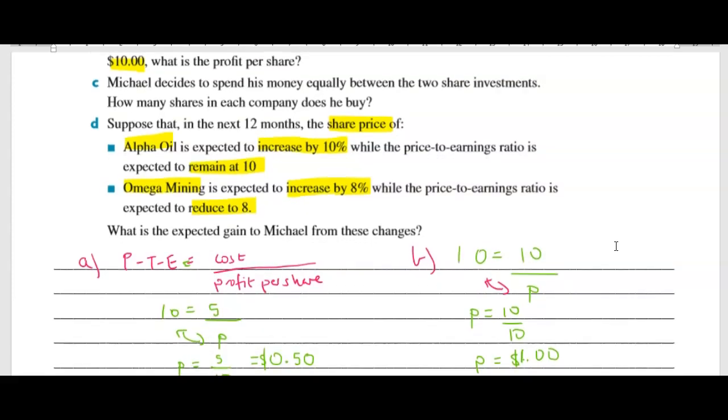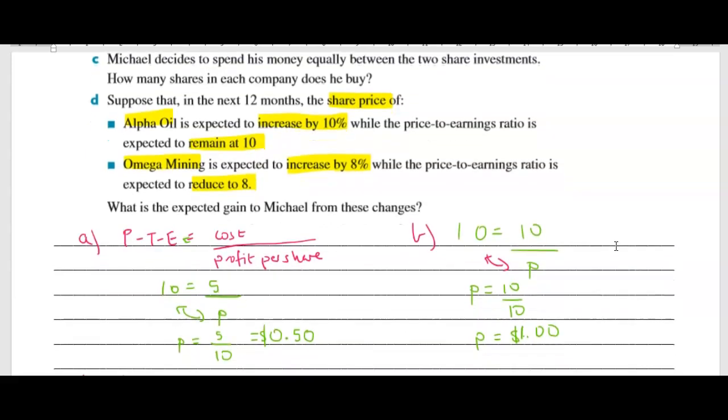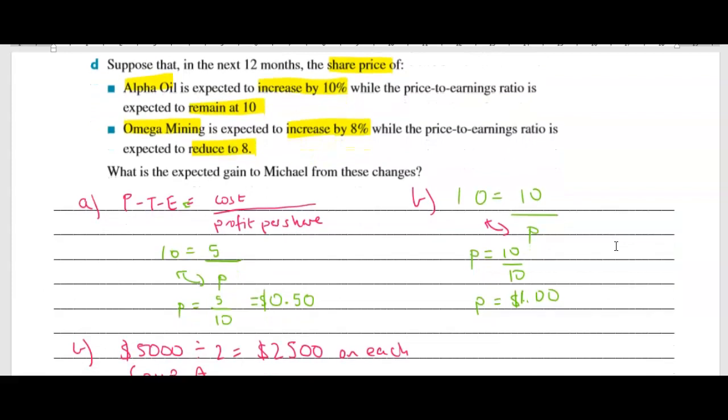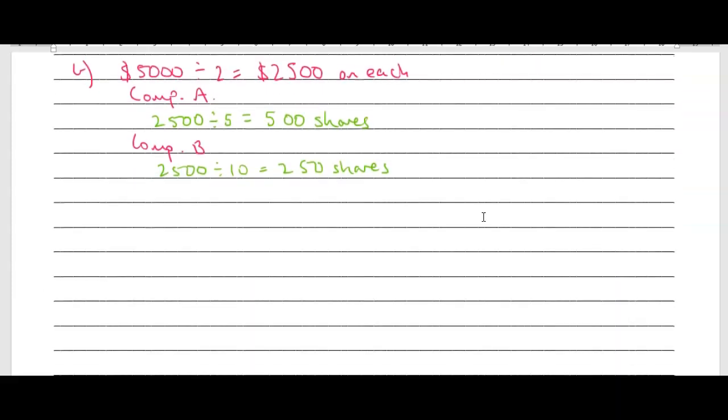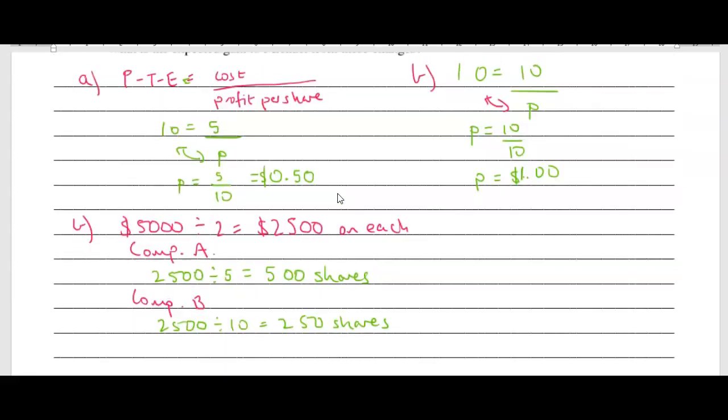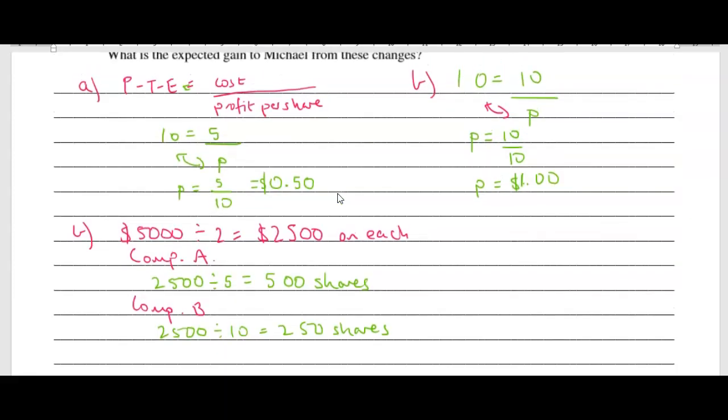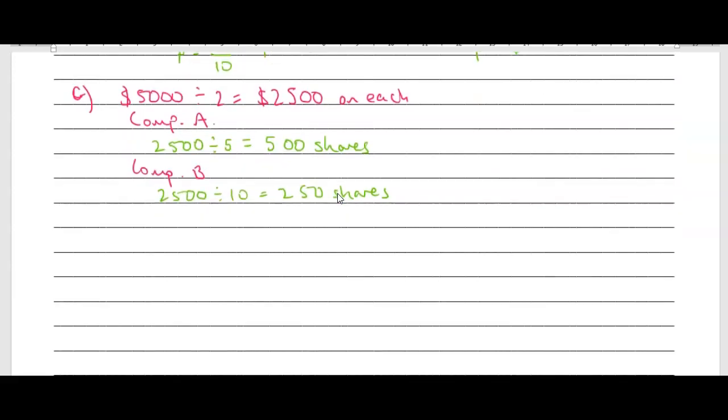So the share price is increasing by 10%. All right, hold on, did I do question C? Oh, yes, it's C. All right, this is complicated stuff. Okay, so let's do company A, Alpha Oil.